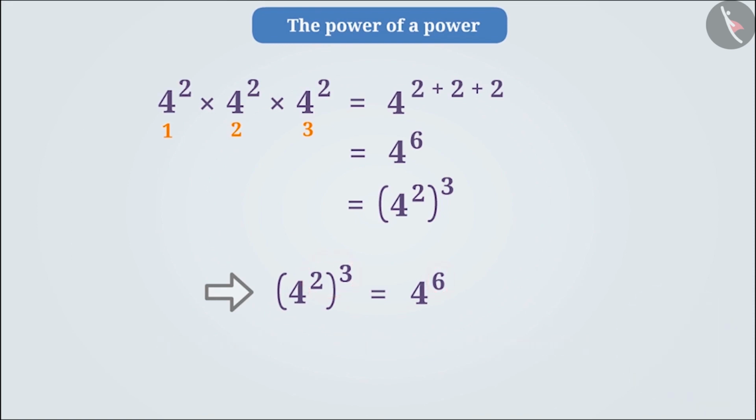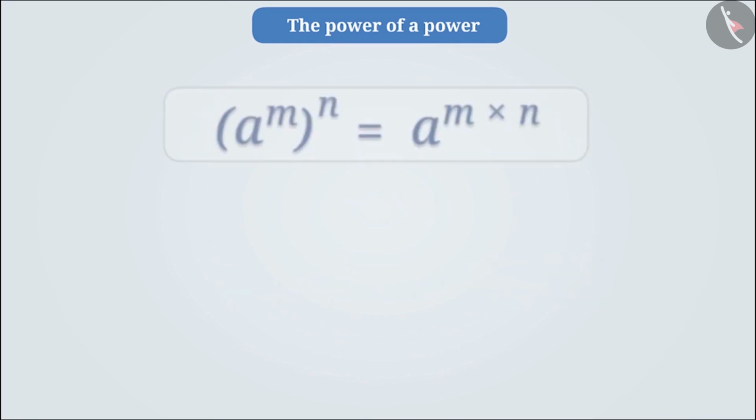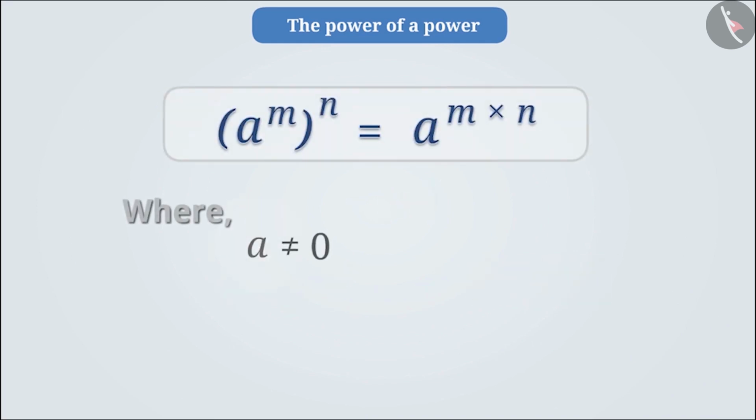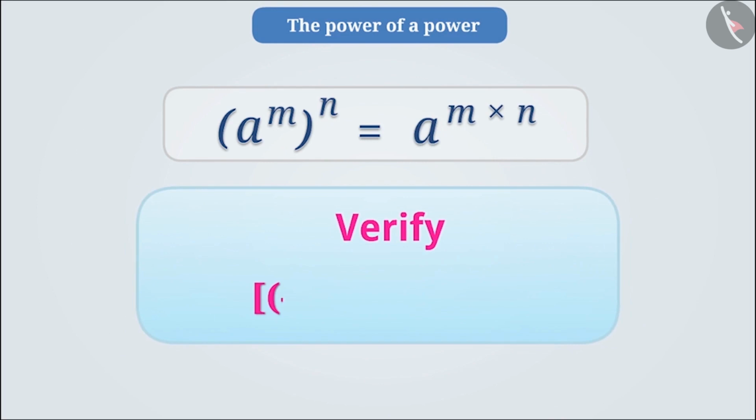Absolutely correct. Here, it will be 2 into 3 is equal to 6. Therefore, we can broadly say that for a non-zero integer a and whole numbers m and n, a to the power of m to the power of n is equal to a to the power of mn. When the power is given, then we multiply all the powers and express the result as the exponent of the base. By this rule, verify minus 5 to the power of 3 to the power of 4 is equal to minus 5 to the power of 12.